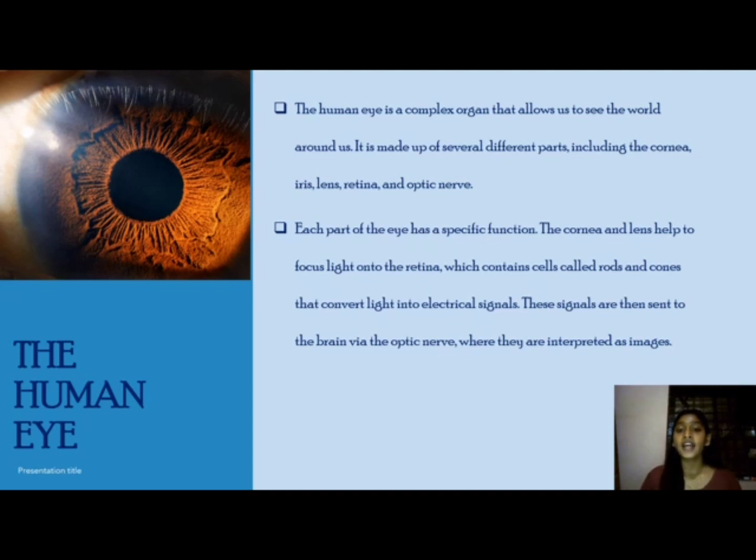Each part of the eye has a specific function. The cornea and lens help to focus light onto the retina, which contains cells called rods and cones that convert light into electrical signals. These signals are sent to the brain via the optic nerve, where they are interpreted as images.